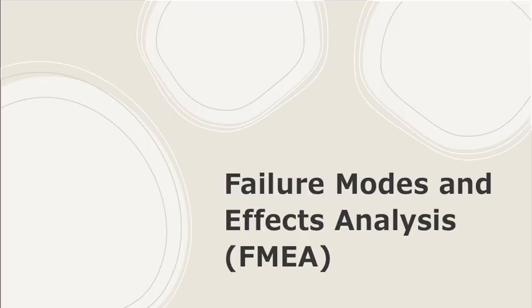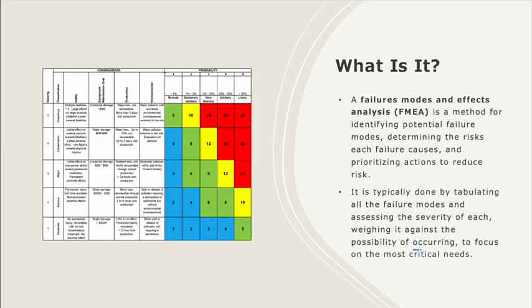The next thing we'll talk about is failure modes and effects analysis, or FMEA. This is a matrix used for identifying potential failure modes, determining the risks each failure causes, and prioritizing actions to reduce risk. It is typically done by tabulating all of the failure modes and assessing the severity of each, weighing it against the probability of occurring, so that designers can focus on the most critical needs.